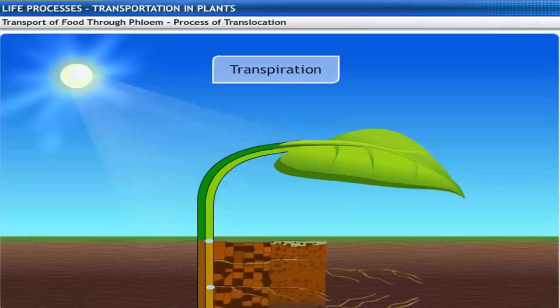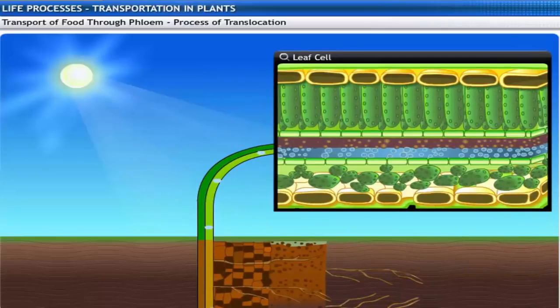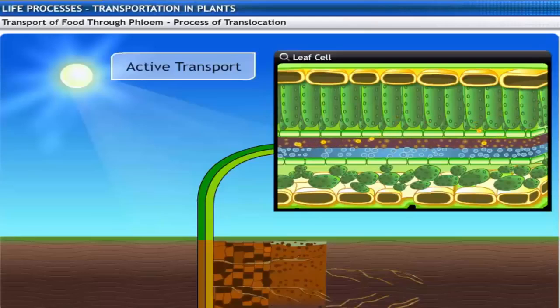Water molecules move up the plant body by transpiration. Some water molecules move into leaf cells by osmosis. Glucose molecules in the leaves are transferred to phloem tissue using energy from ATP. This process is called active transport.